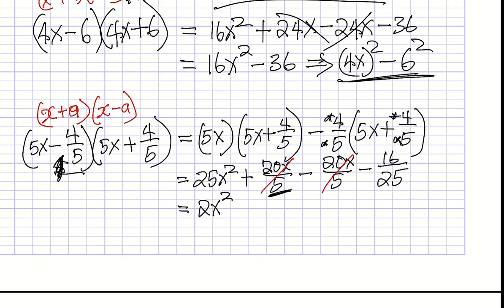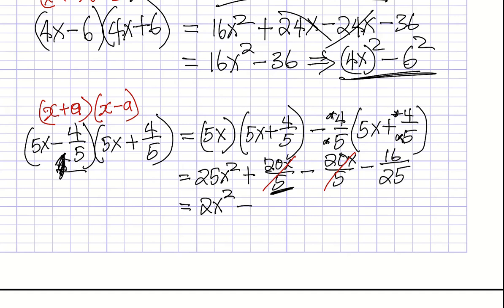This will cancel that. Okay, so you have, what did I do? Hang on a minute. I wanted to write 25, I wrote 2. That doesn't make sense. 25x squared minus 16 over 25. You see that, right? There's nothing else to write.